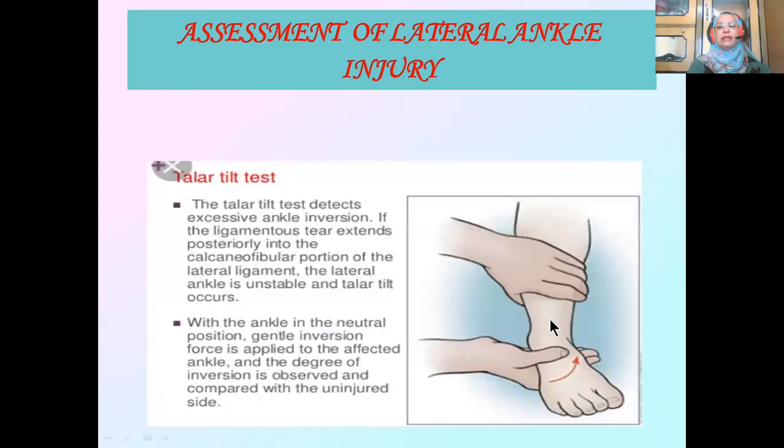Taylor tilt test is achieved while the foot is in dorsiflexion. We stabilize the lower leg by one hand, and by the other hand, perform a gentle inversion of the foot. If this inversion in comparison to the uninjured side was more than 15 degrees, this means there is excess inversion. This indicates presence of injury of calcaneofibular ligament in association with anterior tibiofibular ligament. This is the clinical evaluation for lateral ankle sprain.